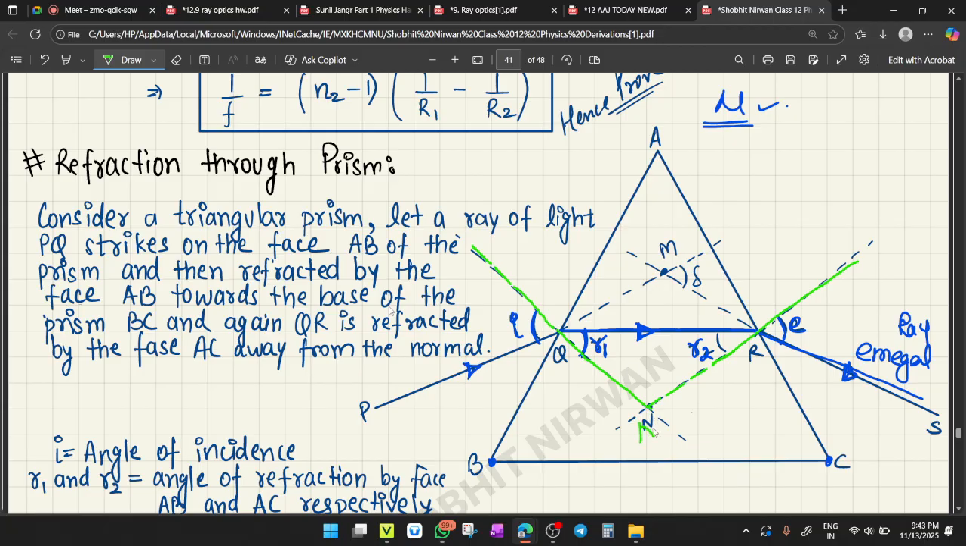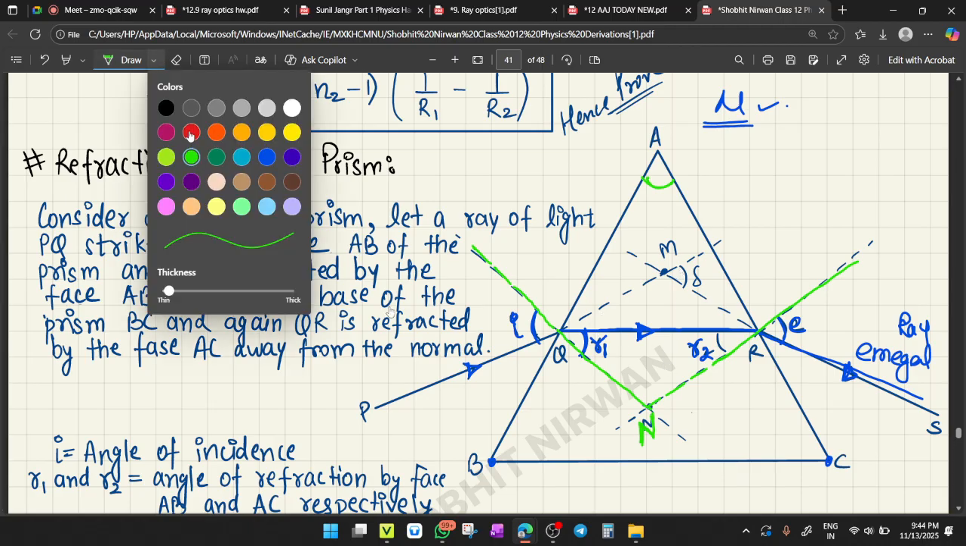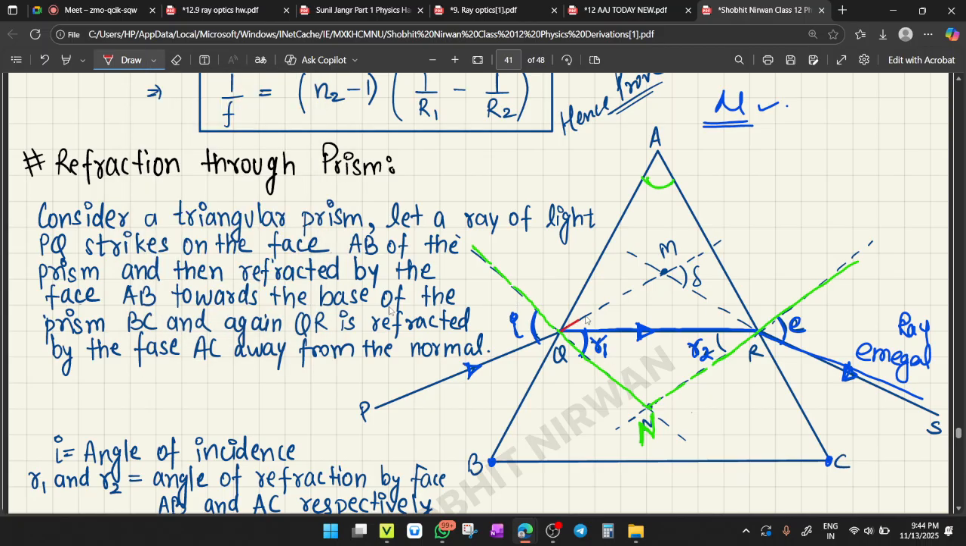Okay, and they intersect at a point N. This is called the angle of prism. And the incident ray, if you extend it in the direction of incidence, looks like this. And this is the emergent ray. When you cross the incident ray and the emergent ray in the previous direction, you will have this angle delta. This is called the angle of deviation.